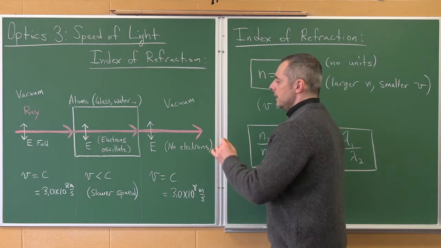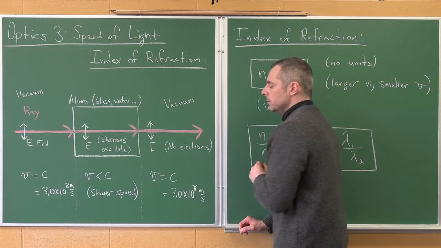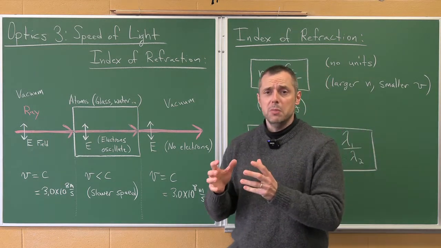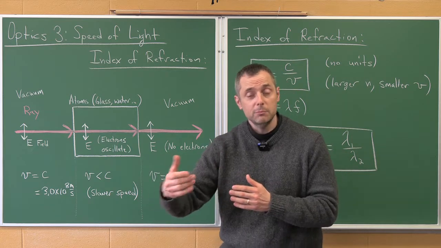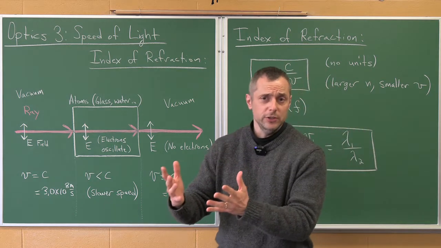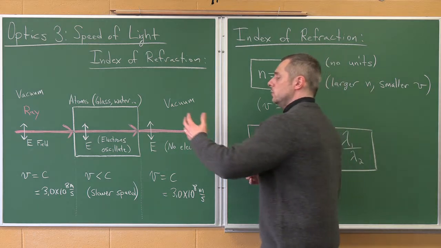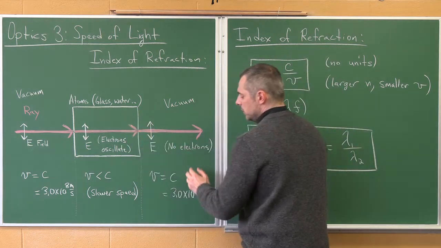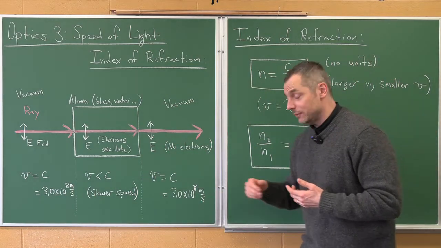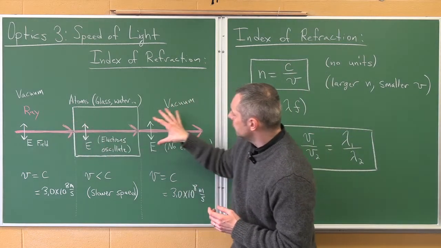But then when the ray emerges from the atoms and returns to a vacuum, it's not like a car that's going 30 miles an hour and hits a patch of mud and slows down to 20, and when it gets out of the mud, the car just continues at the slower speed of 20. No, as soon as it comes out of the atoms, it returns to what it had before it encountered the atoms. It returns to 3 times 10 to the 8th. So that's the way light behaves as it goes from a vacuum, to atoms, to vacuum again.